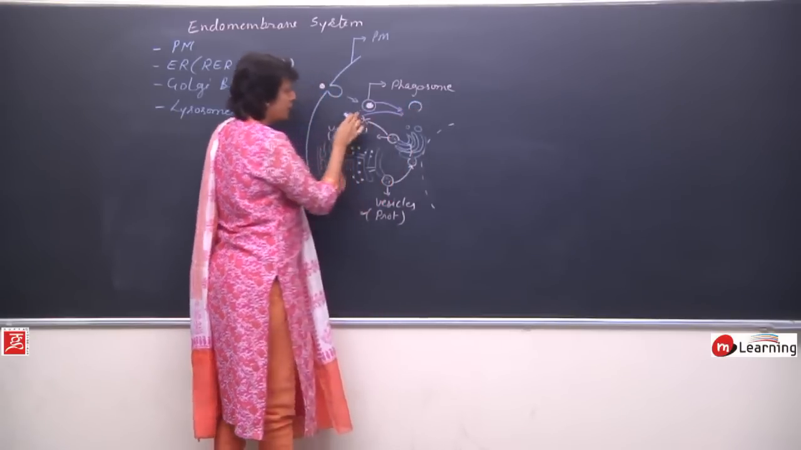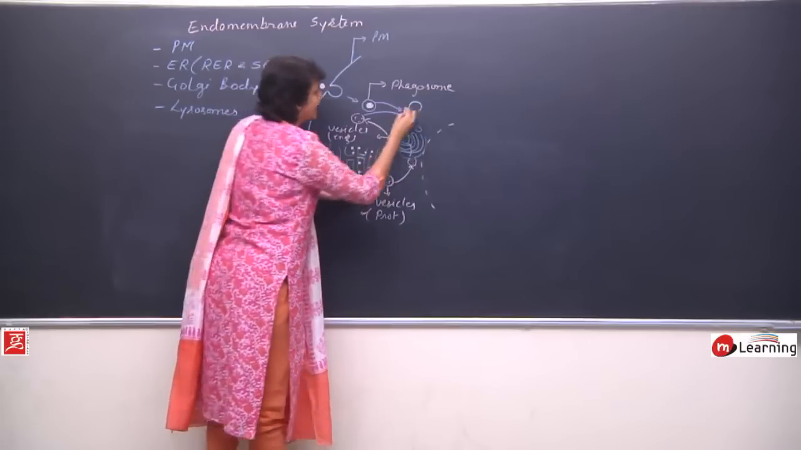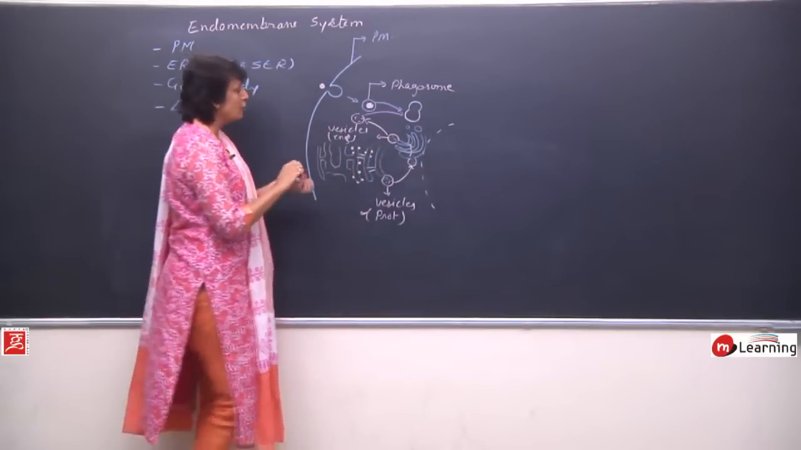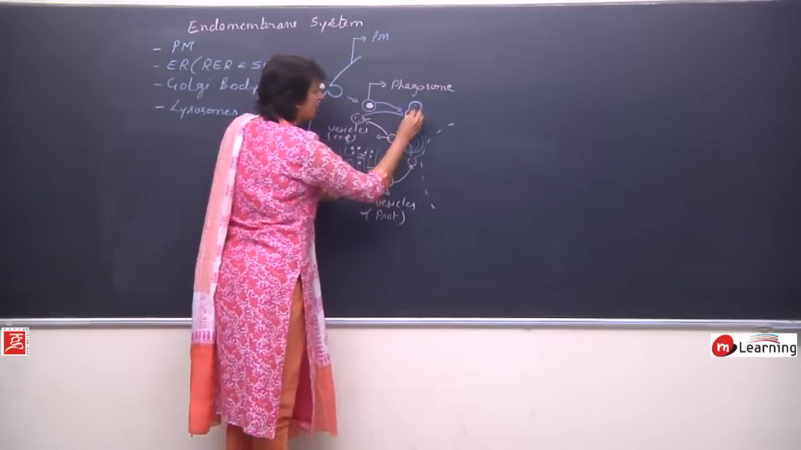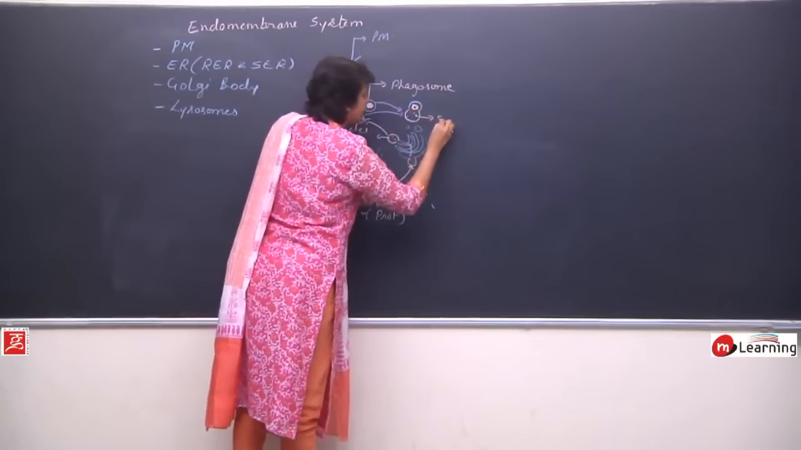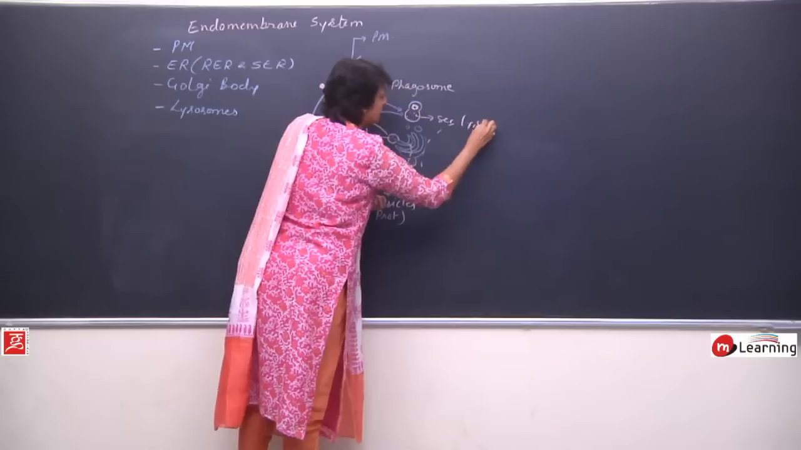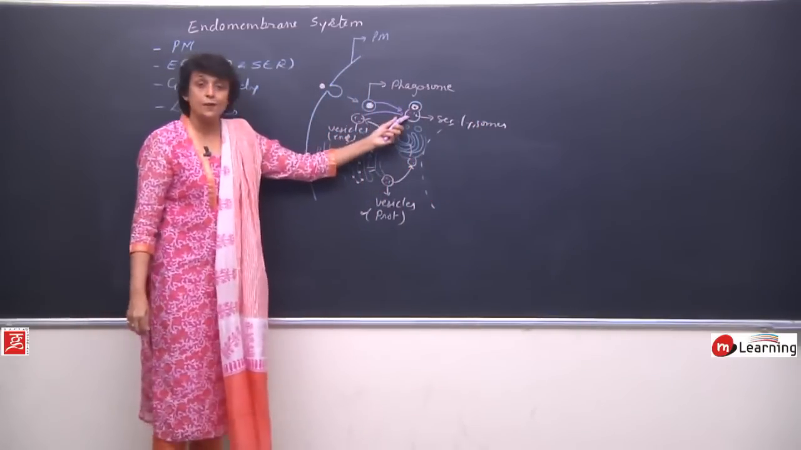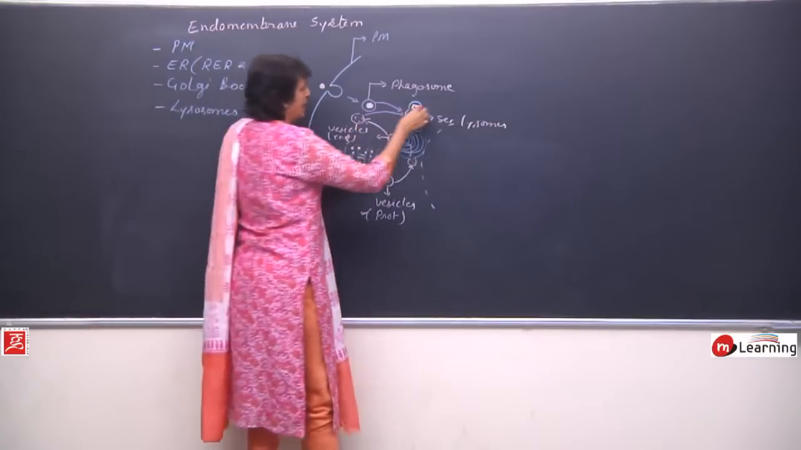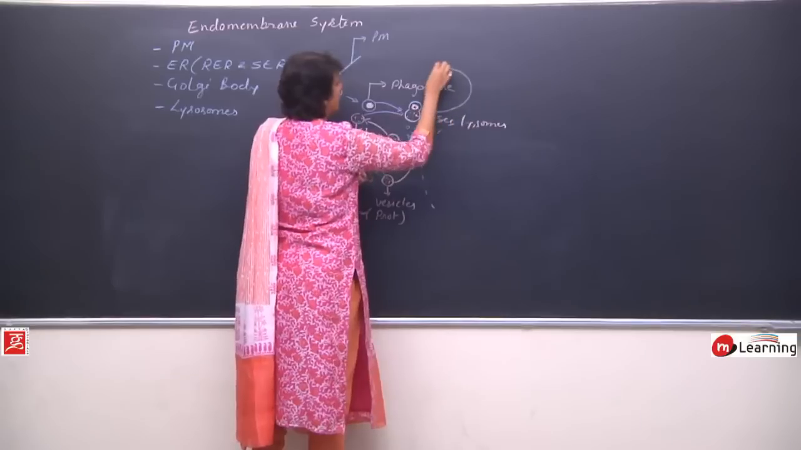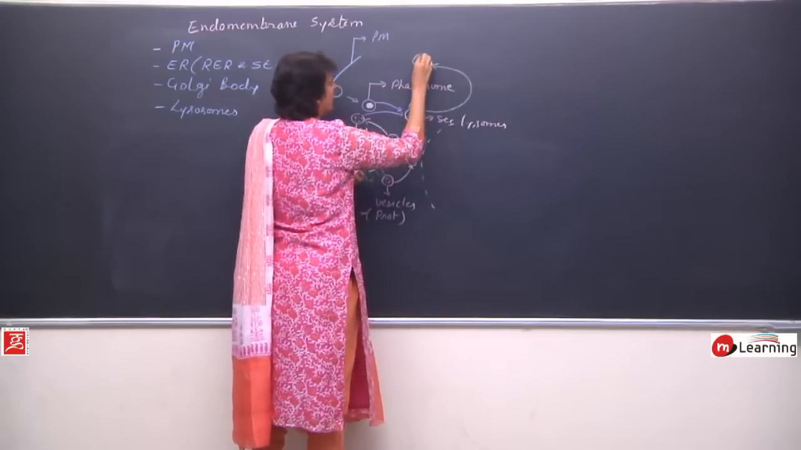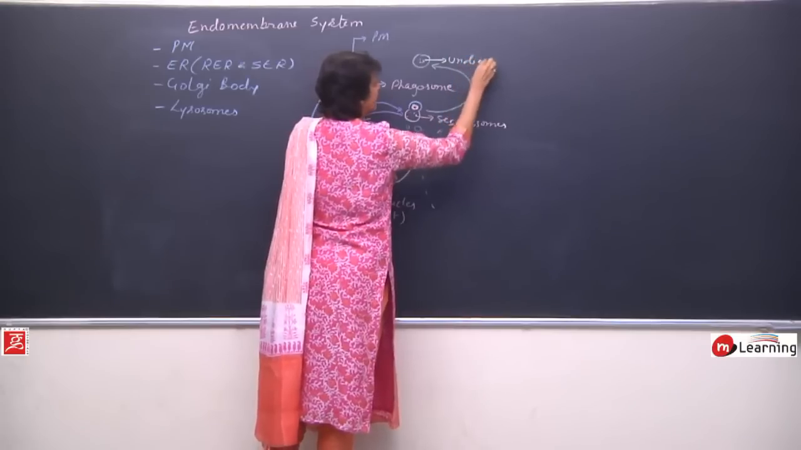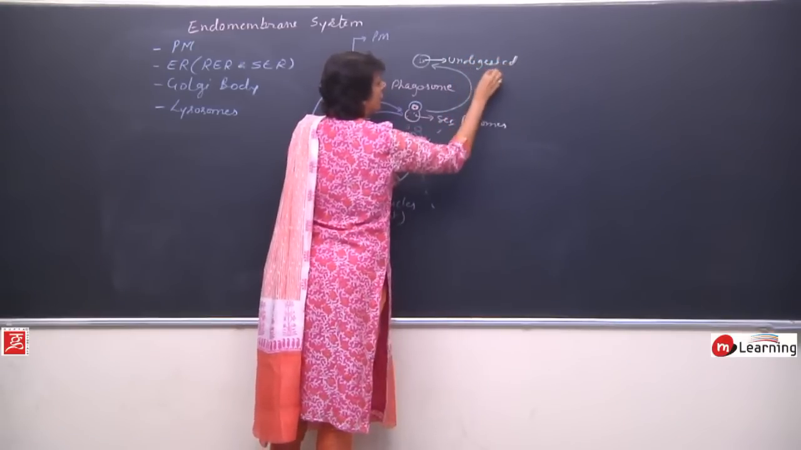So this is the part of the phagosome and this is the part of the primary lysosome. Now because it has fused, this has changed into the secondary lysosome. Digestion will start because of these enzymes which are present here. After digestion, what remains inside is only undigested food.